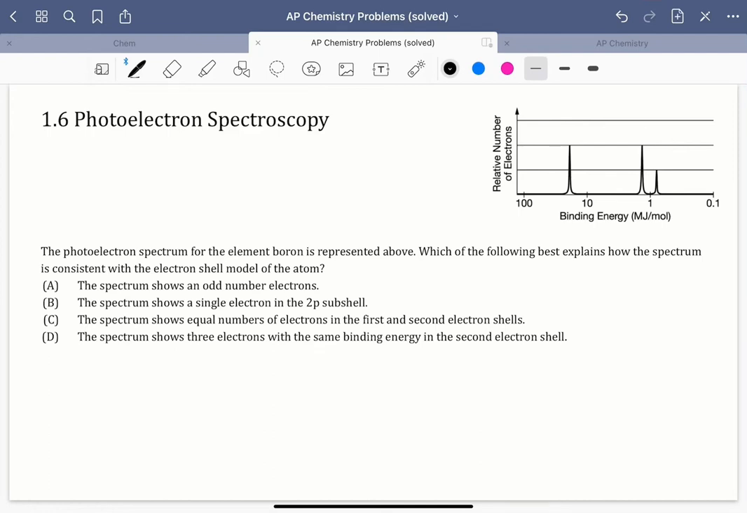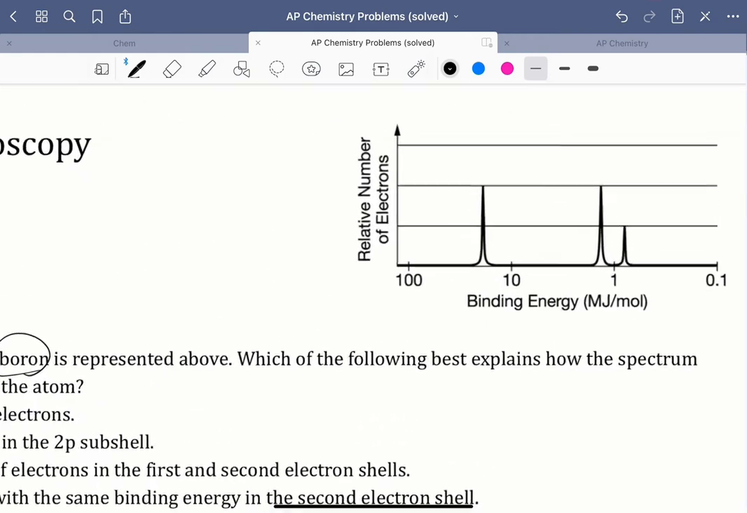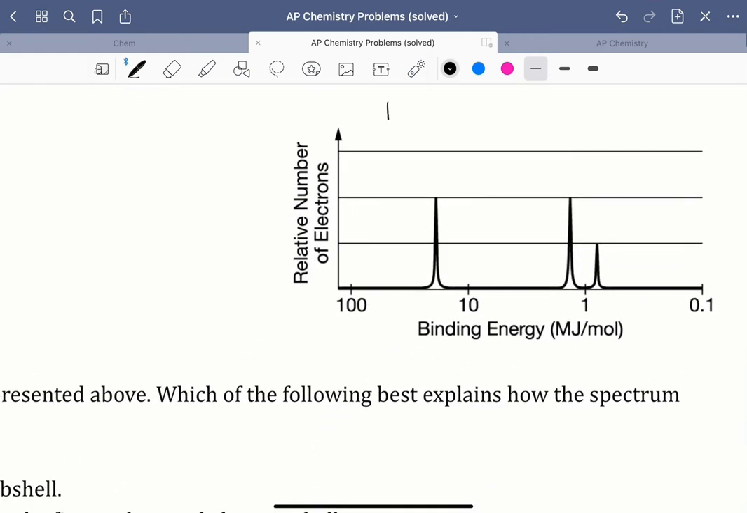Unit 1.6 Photoelectron Spectroscopy. The photoelectron spectrum for the element boron is represented above. Which of the following best represents how the spectrum is consistent with the electron shell model of the atom? So for this problem, we're looking at the element boron. And if you take a look at this, it is called a photoelectron spectrum.